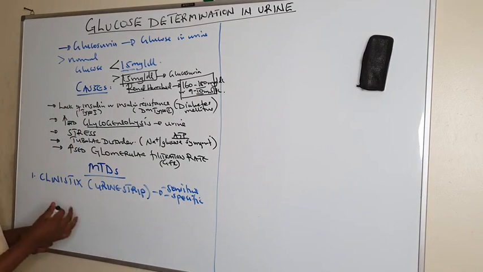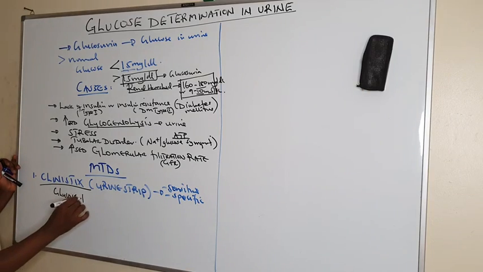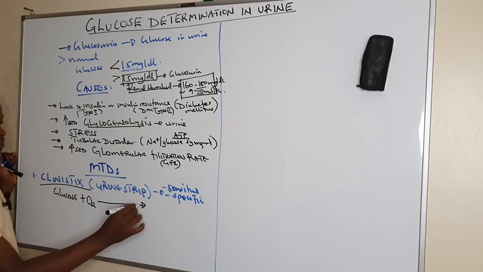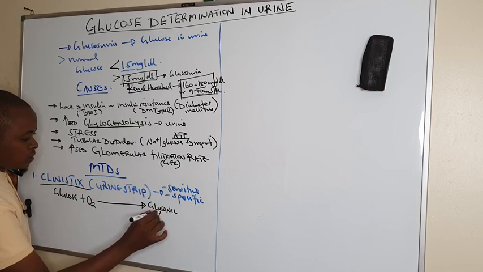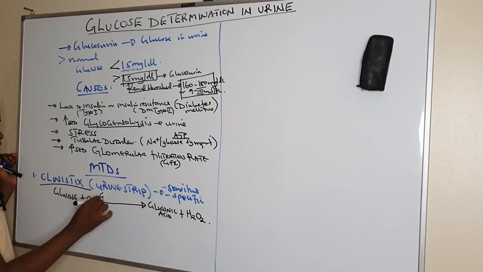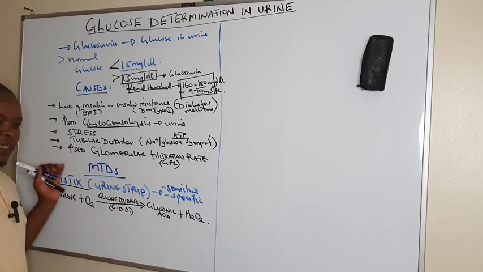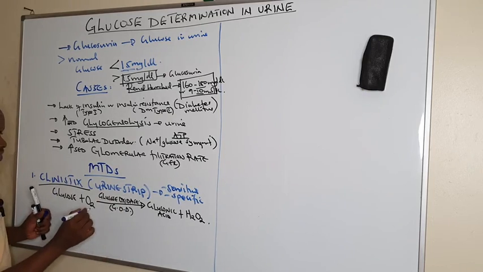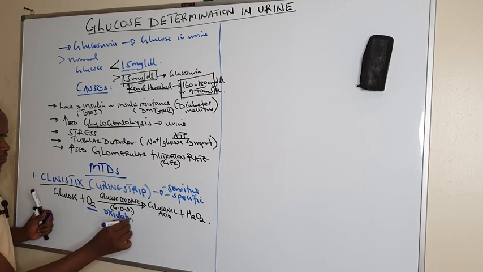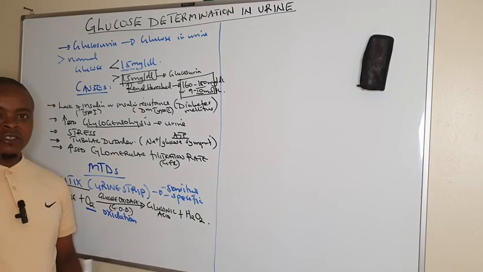The principle behind this Clinistix method is that if I have glucose in urine, this glucose is going to react with oxygen to form gluconic acid plus hydrogen peroxide. This reaction occurs in the presence of glucose oxidase, which we normally abbreviate as GOD. Glucose oxidase catalyzes the oxidation, because we are adding oxygen, of glucose present in the urine sample to gluconic acid and hydrogen peroxide.